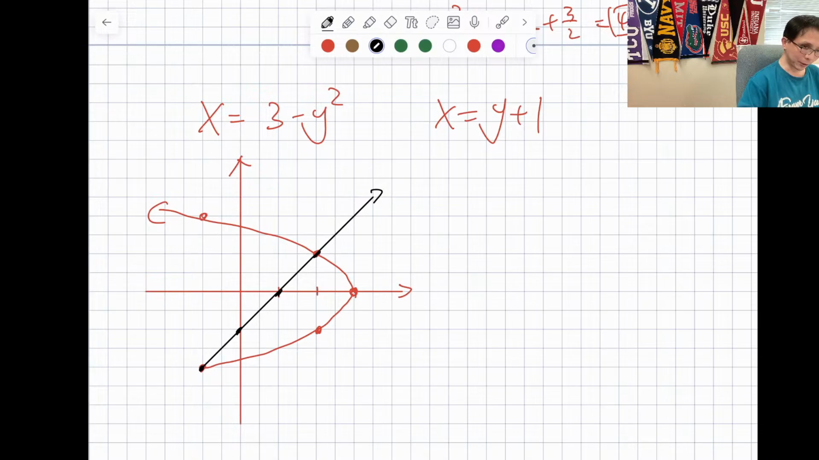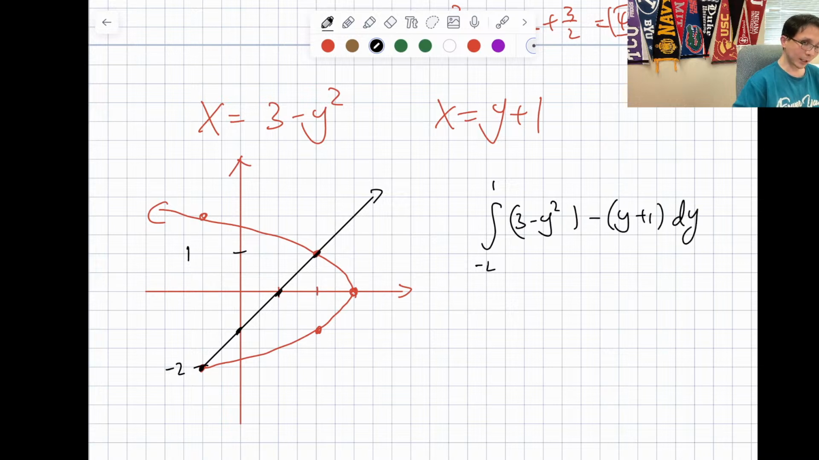So in this particular case, I'm going to do right minus left. But you have to set the boundary from -2 to 1. So from -2 to 1, it's right minus left, so it'll be 3 minus y squared, minus y plus 1, dy. If you evaluate this, you're going to get exactly the same answer as before. That's how you evaluate it.